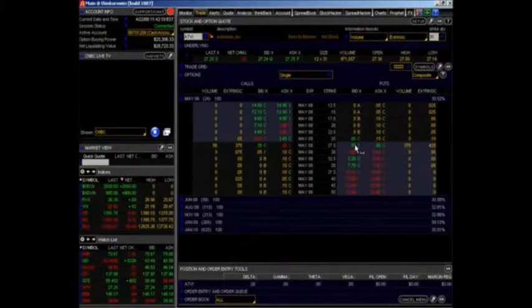The option that gives him the right to sell the stock at $27.50, hoping that it would go down so that he could buy it back at $22.50. If he could buy it at $22.50 and sell it at $27.50, he's made a $5 profit. And that's what his hope is.